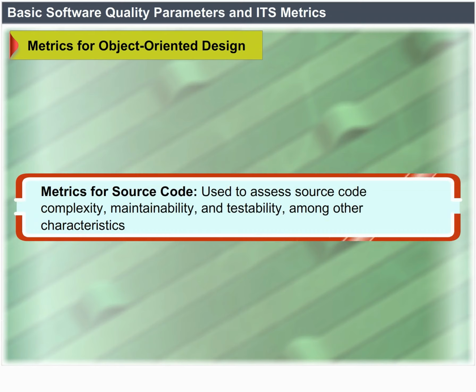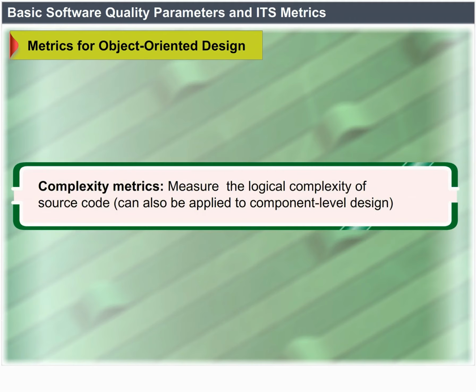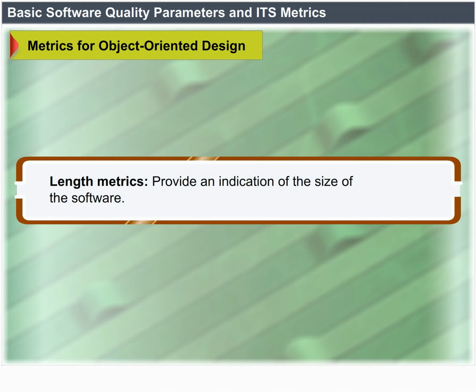Metrics for source code, used to assess source code complexity, maintainability, and testability, among other characteristics. Complexity metrics measure the logical complexity of source code, and can also be applied to component-level design. Length metrics provide an indication of the size of the software.